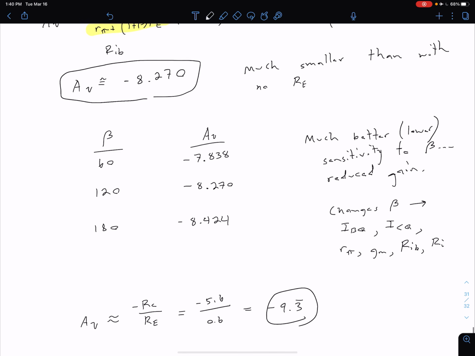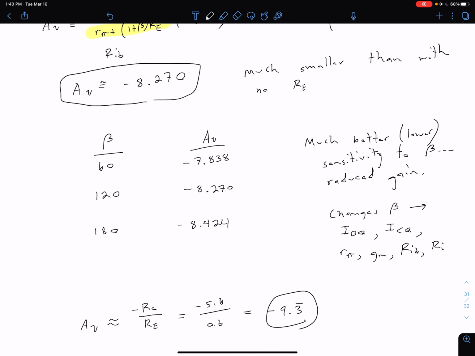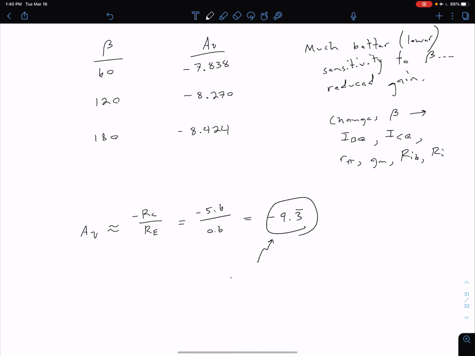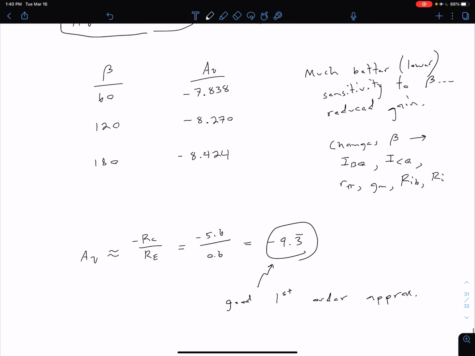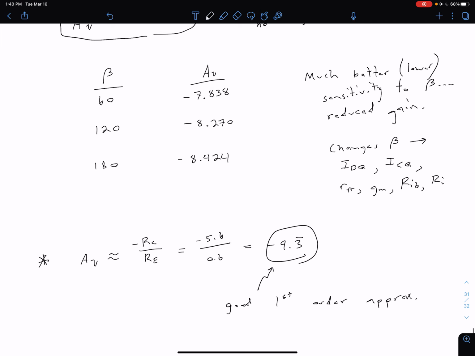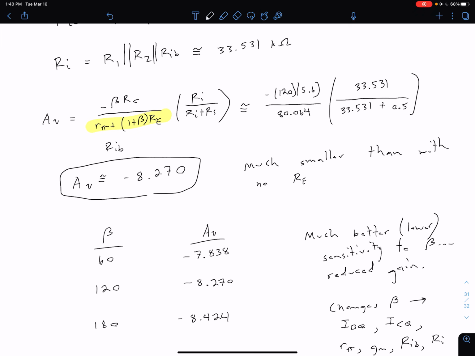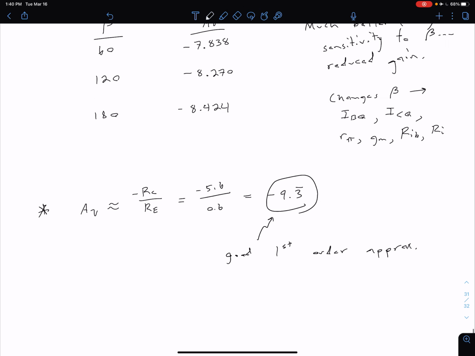And so if we compare this to our negative 8.27, we can see it's obviously not super close, but it could be a decent first order approximation. One thing we can note too, which is always going to be true, is that this approximation is going to tend to overestimate, based on the assumptions we're making. So again, a good first approximation. It can give you a ballpark idea of what your design is going to be, but you want to go through that more rigorous analysis and or use simulation to get a more accurate picture.